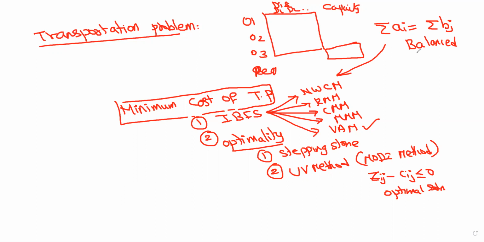So the problem always should be a balanced transportation problem. If it is not balanced, we have to make it balanced by introducing a dummy row or dummy column with 0 costs, and the remaining amount we have to add to make it balanced.